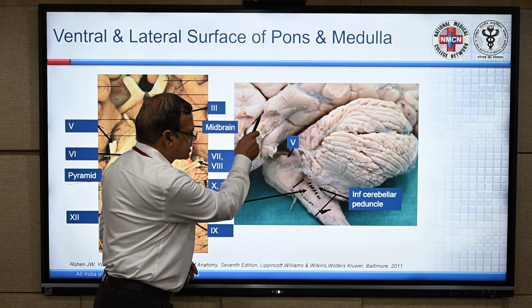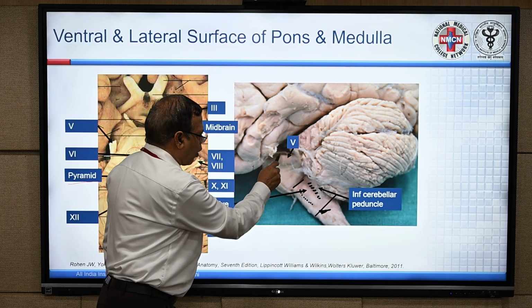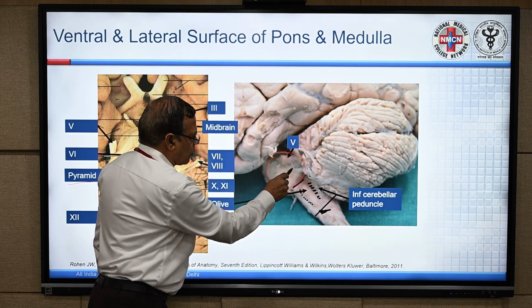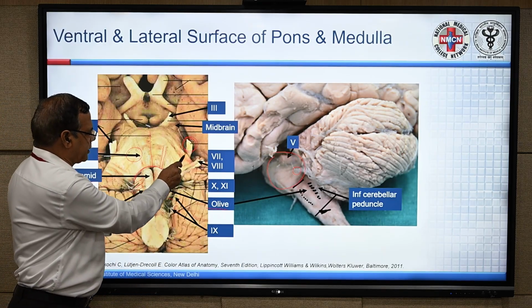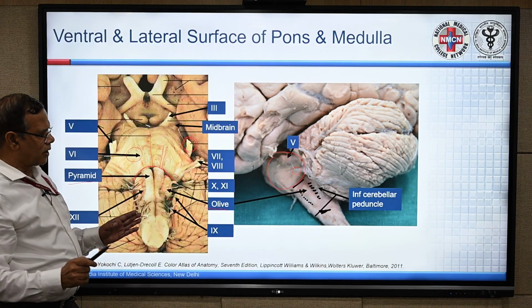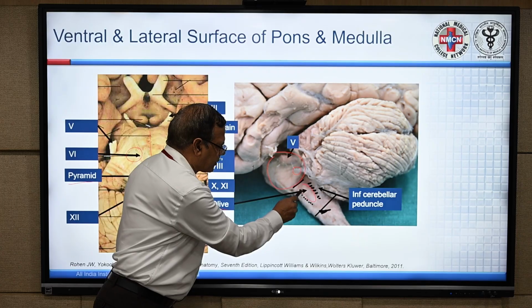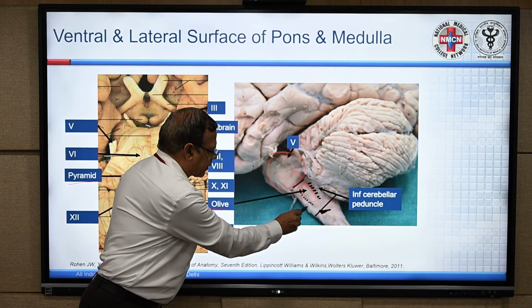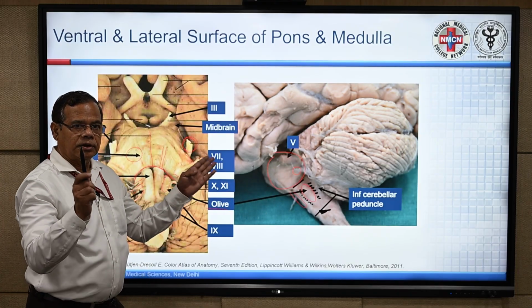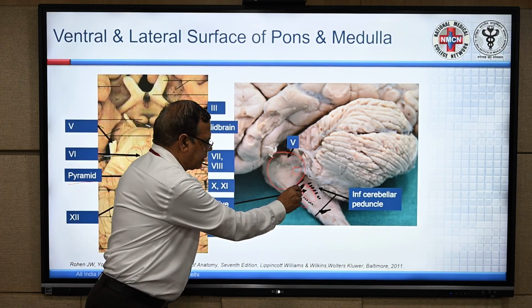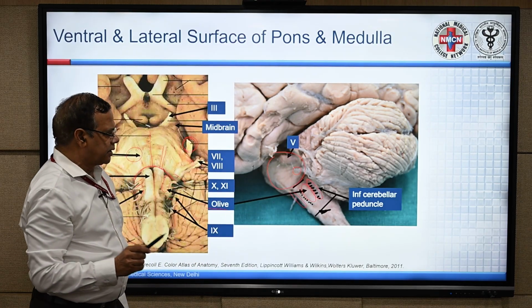Here on the lateral side of the brainstem, you can see the pons, the fifth nerve, which is at the junction between the pons and the middle cerebellar peduncle. Below the pons, this is the olive, this is the pyramid, and these nerve fibers between the olive and pyramid are the 12th nerve, and behind the olive, this is the 9th, 10th and 11th nerve.